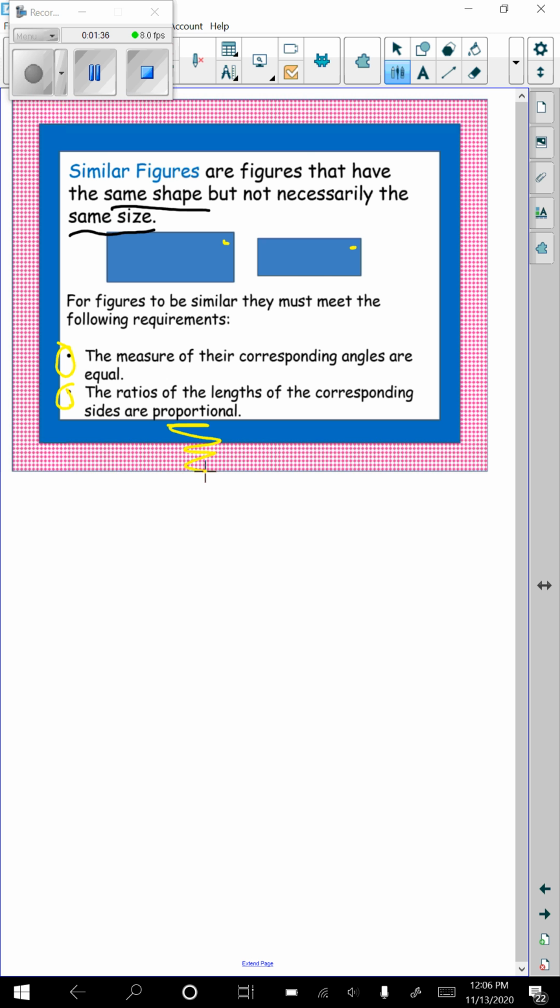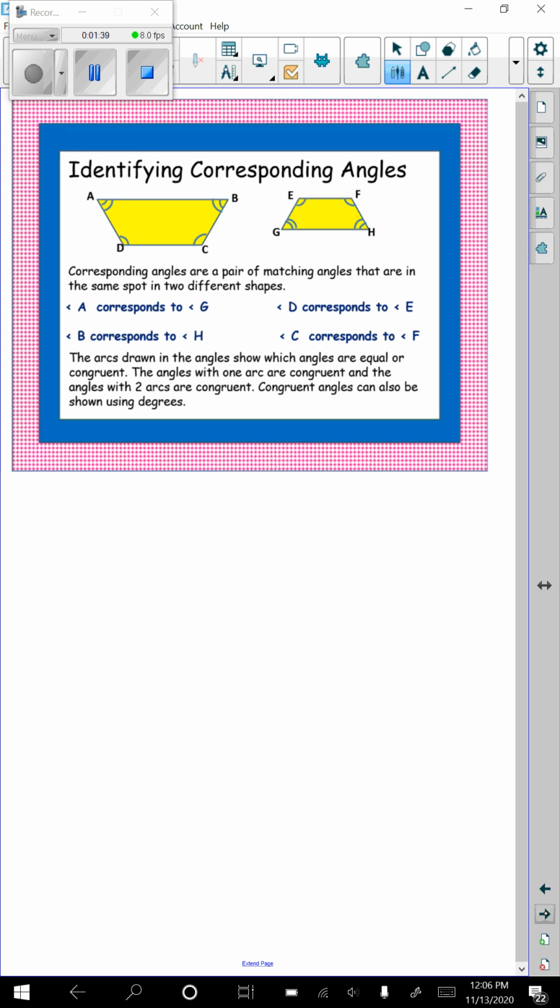Let's go to some visuals here. On this slide we have two pictures, and it says corresponding angles are pairs of matching angles that are in the same spot but in two different shapes. I have all of them listed here. For instance, A corresponds with G. Now notice the figures have been flipped, so you have to be really careful with that. B and H, and then D and F are corresponding, and C and F would be the last one.